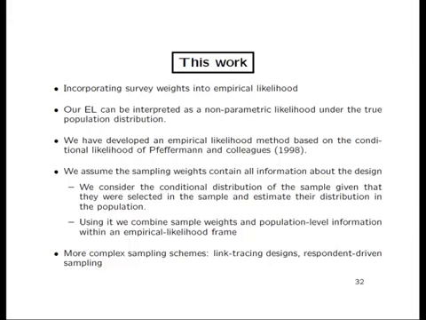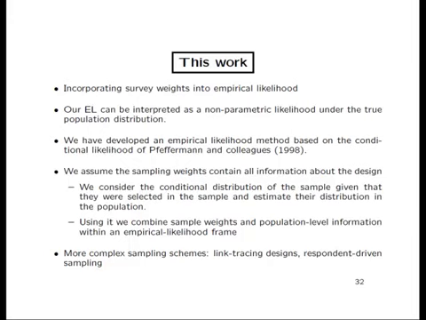So what have we done in this work, just to come back and hit some of the major points? Incorporating survey weights into empirical likelihood, which is very hard to actually think about, so we have a framework for doing that. The empirical likelihood can be talked about as a non-parametric likelihood under the true population distribution. We've assumed explicitly that sampling weights contain all the information about the design, and that gives us a way to link the sampling distribution to the population distribution of interest, and so you can have sample weights, population level information, and inference within this form.